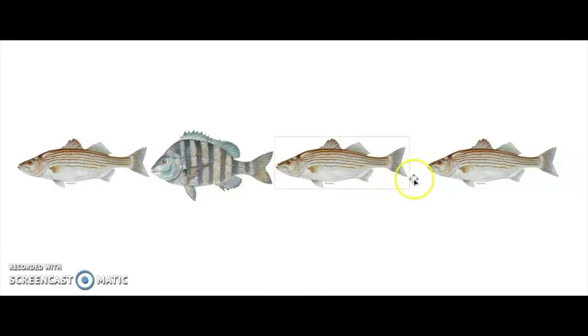Now we have these four fish. Which fish is different? All four fish have a striped pattern, but one is different. Which one? This one, that's right. These stripes are vertical, meaning they go up and down. This fish has stripes that are horizontal or go from side to side. Great work.